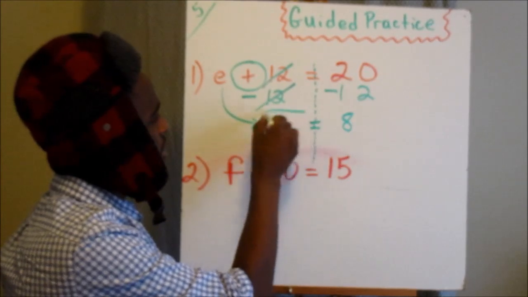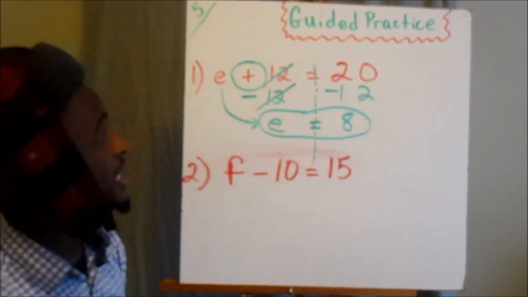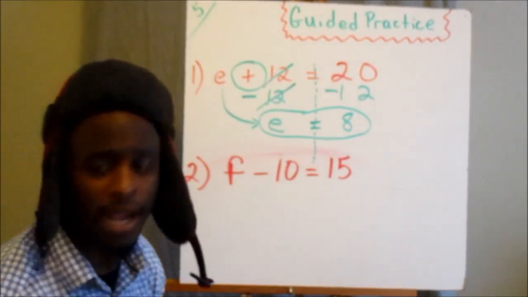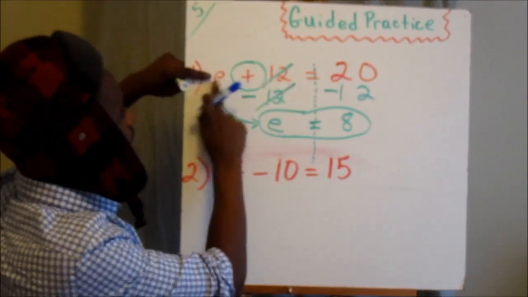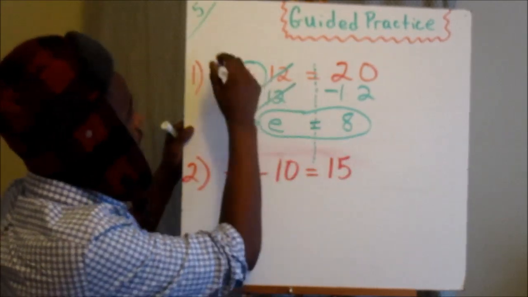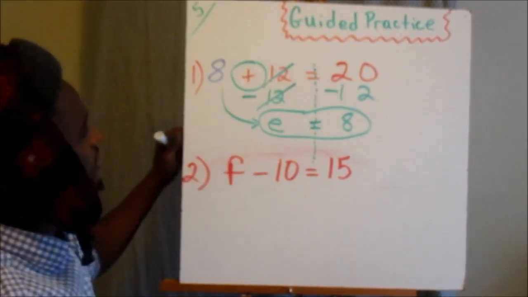So my answer is E equals 8. Now, always, always check your answer to make sure it's correct. So here, I go back to my original problem. Instead of E, I can erase that E and put 8, since now I know that E equals 8. And I check it to make sure it makes sense.